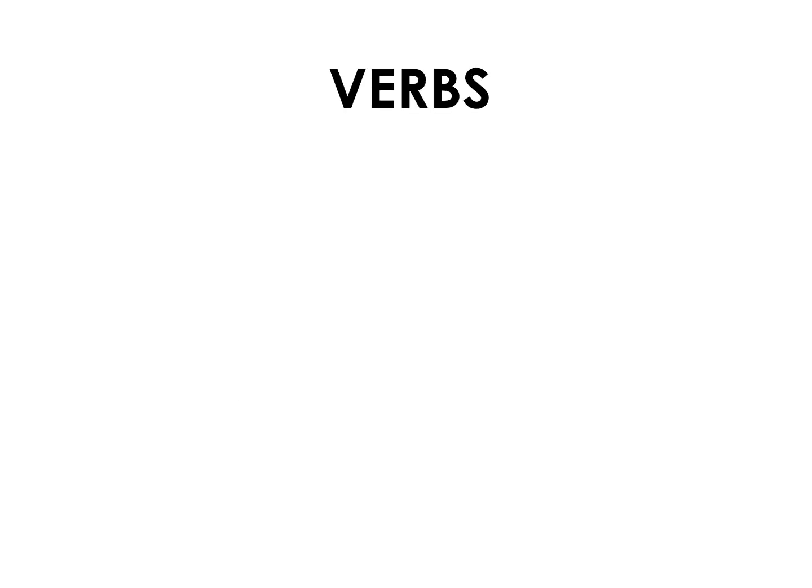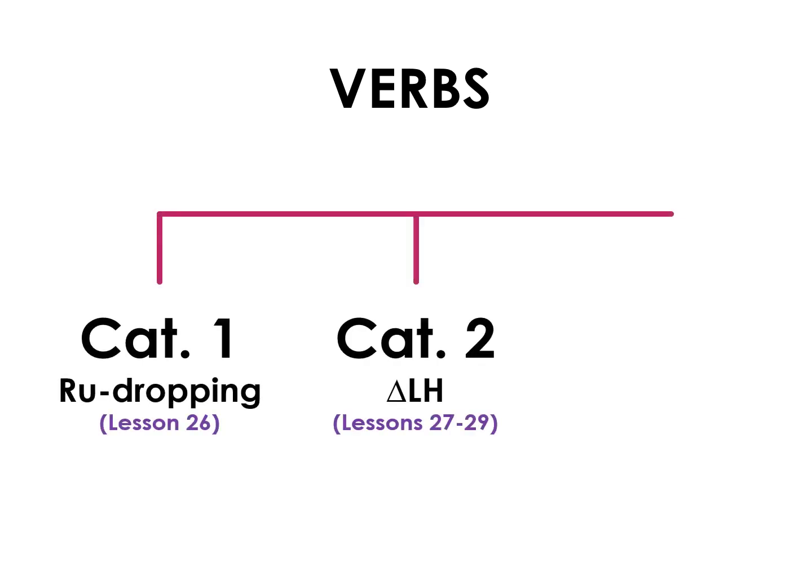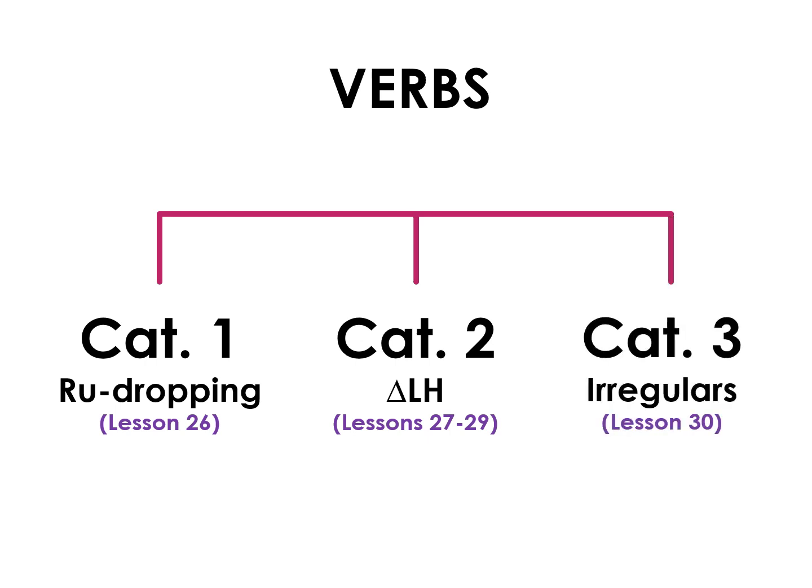There are 3 major categories of Japanese verbs. The Category 1 or root-dropping verbs, Category 2 or last hiragana changing verbs, and Category 3 or the irregular verbs. For a more detailed explanation of how to form the basic verb conjugations, please review lessons 26 to 30. We will also be using verbs introduced in these lessons in our examples here. If you want to know more about basic Japanese sentence construction, please review lessons 22 to 24, all in our English playlist.